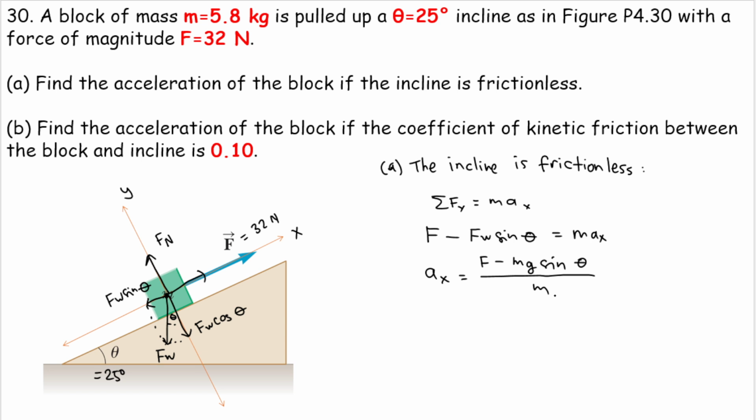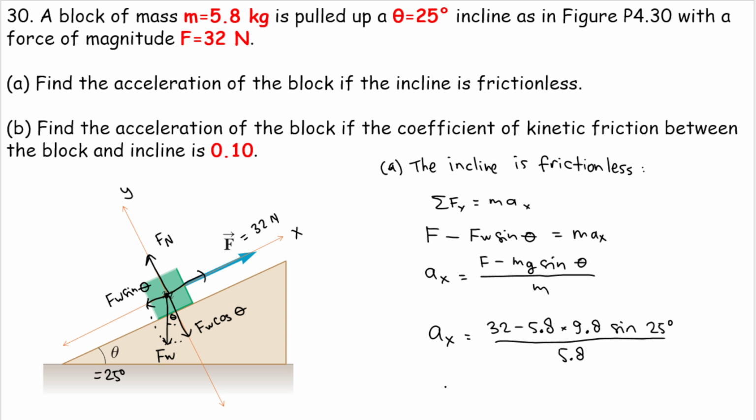Good. And we know all the values, right? So ax is equal to F, which is 32, minus the mass of the block, which is 5.8, multiplied by g, which is 9.8, and then sine of θ. θ is 25 degrees. And then we divide by the mass, 5.8.